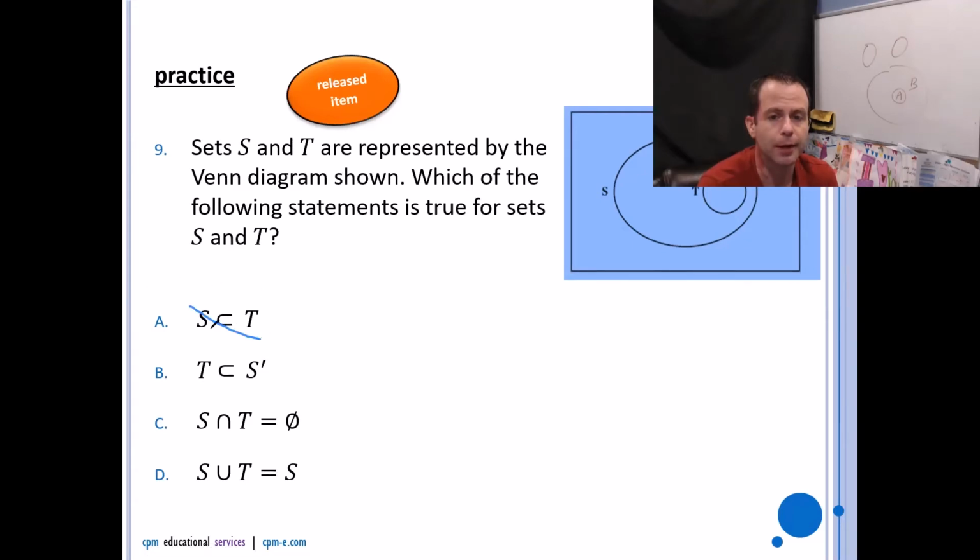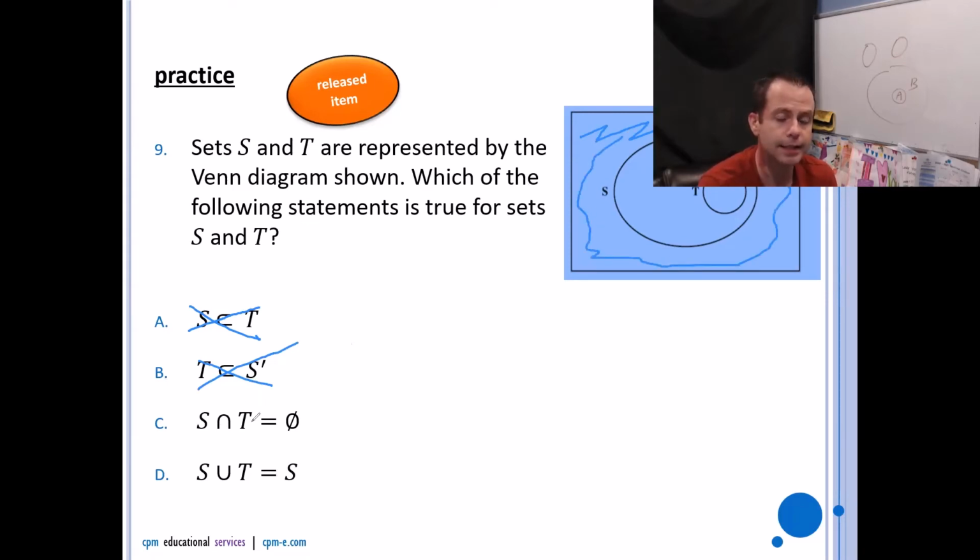Sorry, I was just having a mouse issue there. That is not true. So I'm going to scratch that guy out. T is entirely inside, not S. And that's not true either. Not S would have been like all of this stuff outside here, okay?